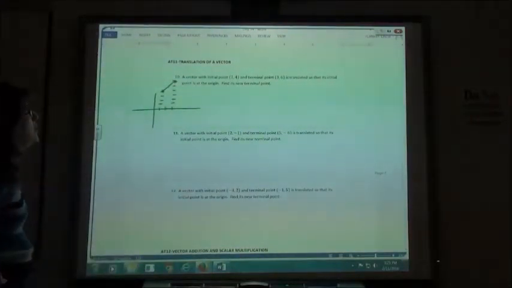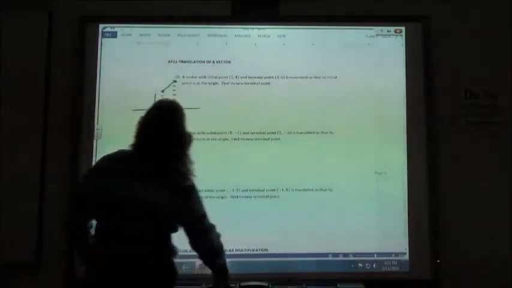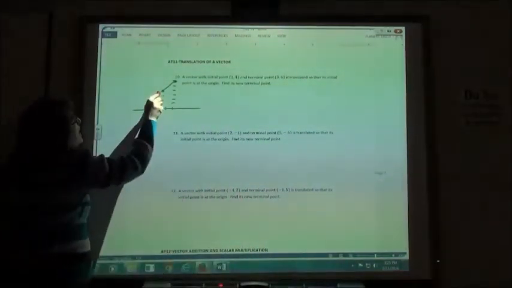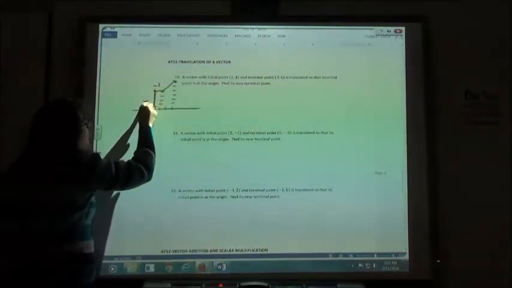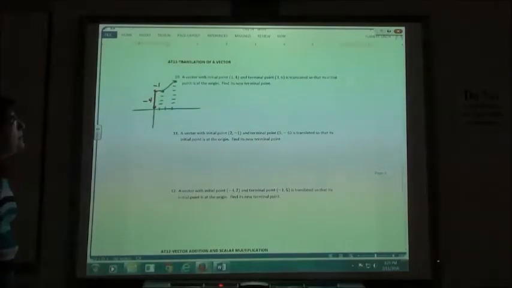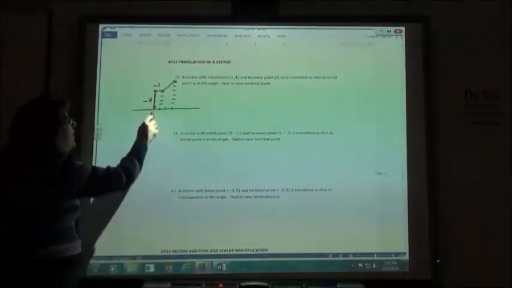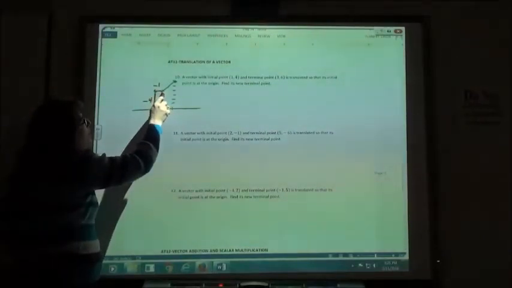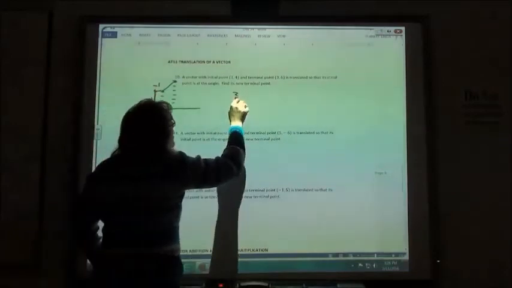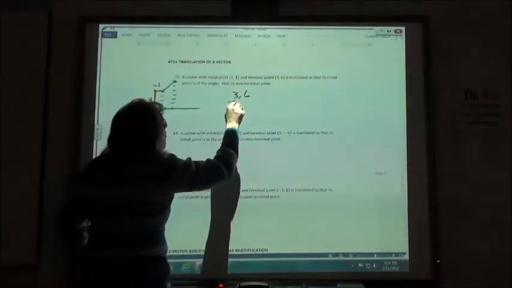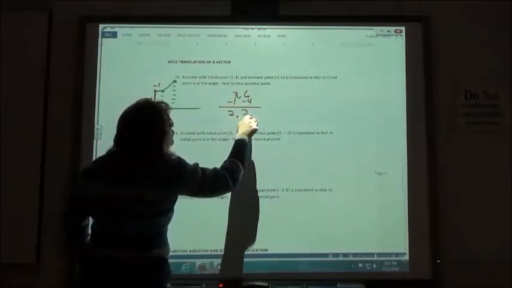Now what they want you to do is translate it so the initial point is at the origin. So if my initial point is going to go to the origin, I'm going to move it back 1 and down 4, right? So it's just really the opposite of what these values are here, because if I was at 1, 4, I'd have to go back 1 and down 4 to get back to the origin. So if my terminal point is at 3, 6, and I go back 1 and down 4, I would then end up at 2, 2, right?